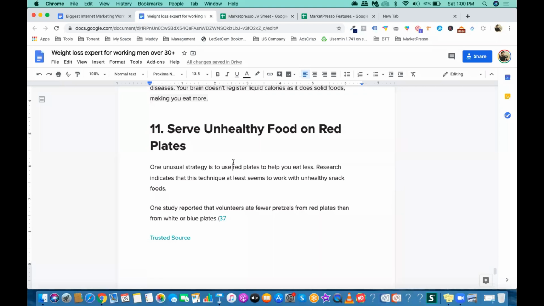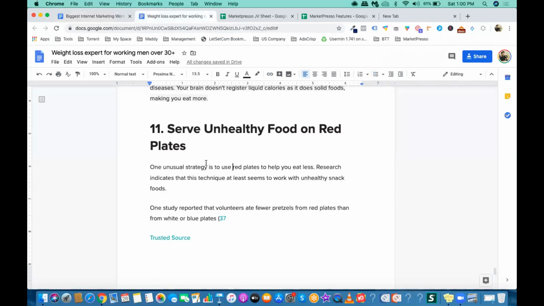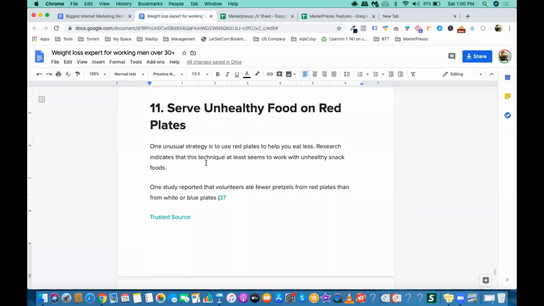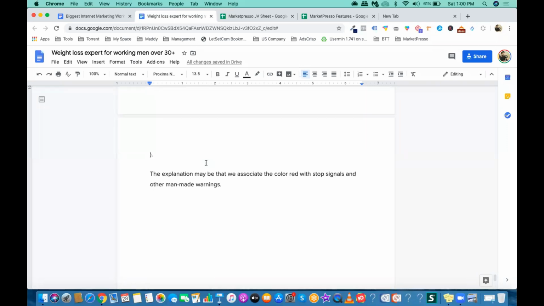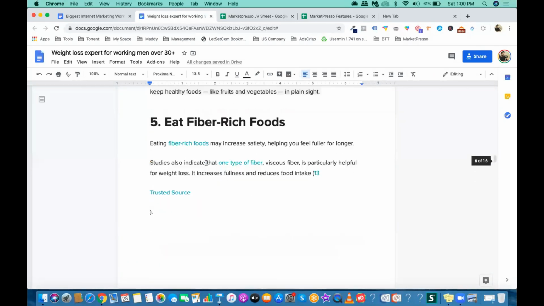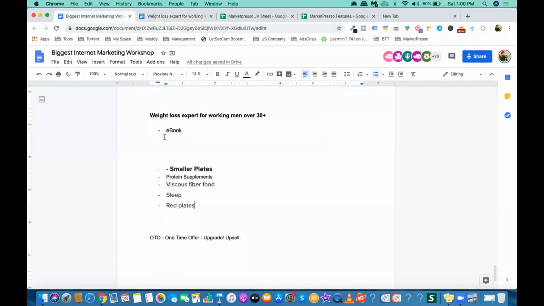So we have got the red plates. Red plates is something that will demotivate you to eat more food. This is what the research says. And since they have already purchased my product because they consider me to be an authority in the weight loss market, it means that they trust me, right? It means that I can tell them that they can eat in red plates, and this is something that will help them, right?